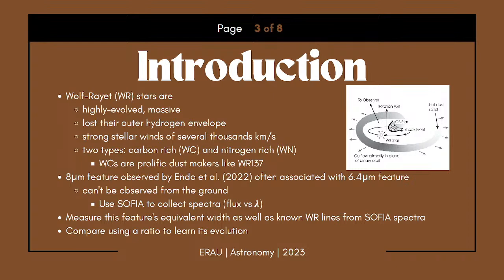And this is often associated with a 6.4 micron feature, which can't be observed from the ground due to a water feature in the line of sight. So we used SOFIA, which is basically an observatory on a plane. And we were able to look above that water feature and collect some spectra, which is just the flux versus wavelength, to measure the equivalent width of the 6.4 micron feature as well as other known WR lines, and compare them to see if this feature is due to dust or if there's another reason it is occurring.